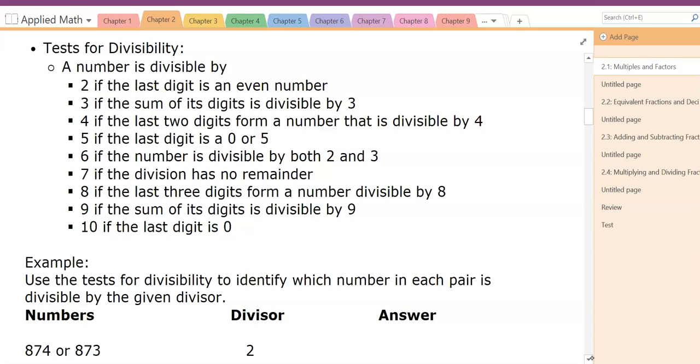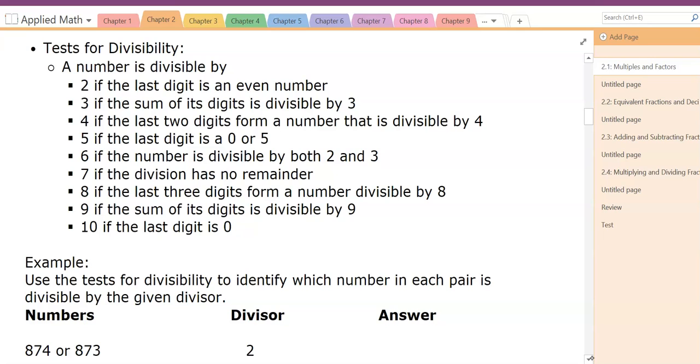To decide if a number is divisible by 3, you have to look at the sum of its digits. That means that you add the numbers that make up the number you're looking at. So like if our number was 125, we would do 1 plus 2 plus 5, and we would see if that number is divisible by 3. So 1 plus 2 plus 5 would be 8. 8's not divisible by 3, so that wouldn't work.